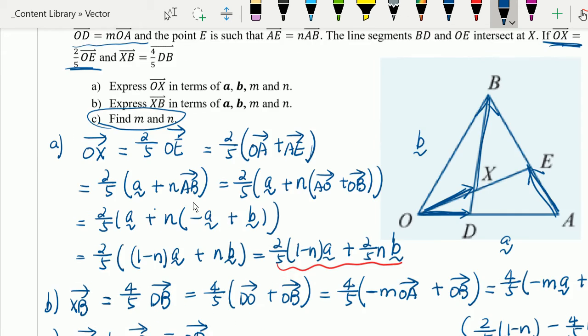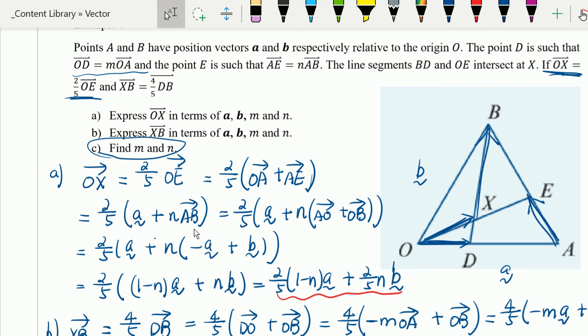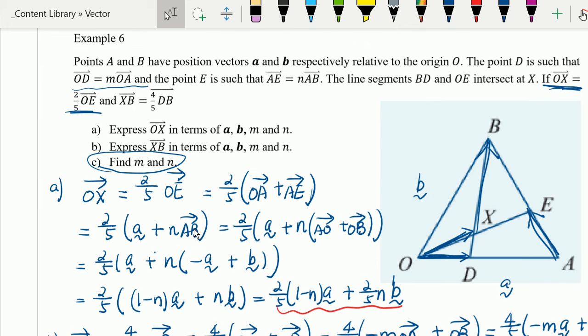Example 6 is a very important example because when we learn collinear exercises later in the chapter, we need to use this again. So if you can read the question by yourself first, we have OD equals m OA. We know OA and OB, they are the position vectors. And then AE equals n times AB, OX equals 2/5 of OE, XB equals 4/5 of DB. If I want to express OX in terms of a and b and m, we know that OX equals 2/5 of OE. We start with what is given in the question.